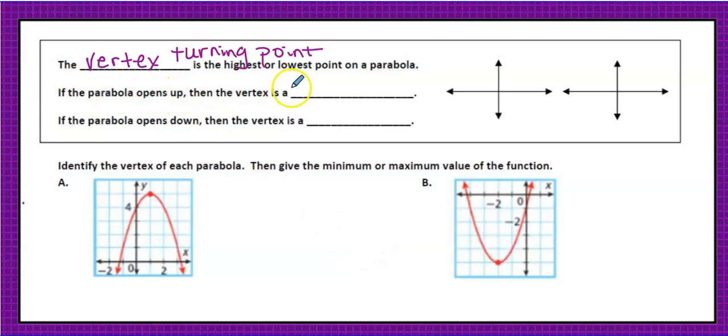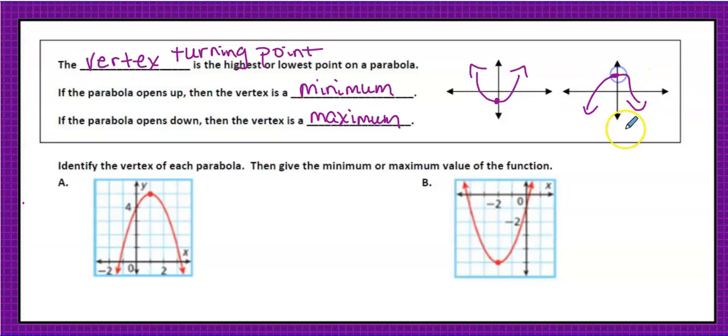If the parabola opens up, the vertex is a minimum, just like we were talking about a while ago, there's the vertex right there. If the parabola opens down, the vertex is a maximum. And that would be illustrated. That's a terrible parabola, but that would be the maximum. So that would be that one, and that is that one. Identify the vertex of each parabola, then give the minimum or maximum value of the function.